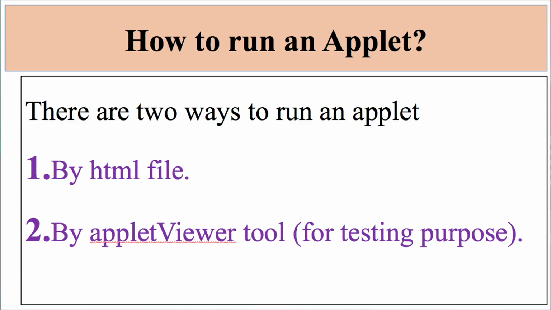Now, see how to execute, how to run the applet. There are two ways to run an applet. One is the HTML file and another one is the appletviewer tool. So, basically we create a Java file, we compile the Java file and convert it to a class file, and that class file will be included in the HTML file, and we execute the HTML file, and this execution of the HTML file is the execution of the applet. At the same time, we can use the appletviewer tool, and by using this appletviewer tool we can execute the applet. So, these are two methods of running an applet.